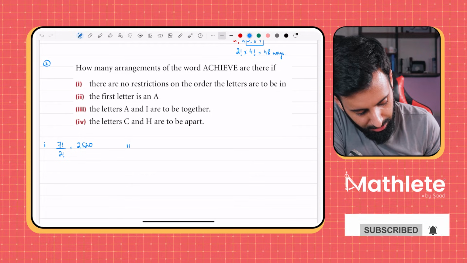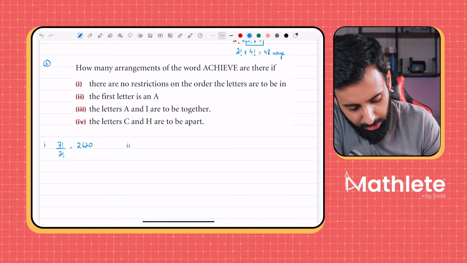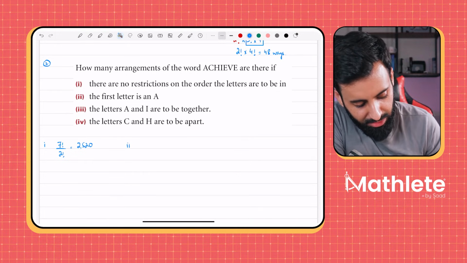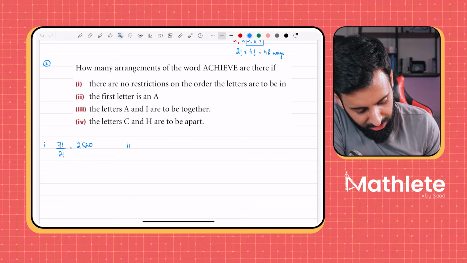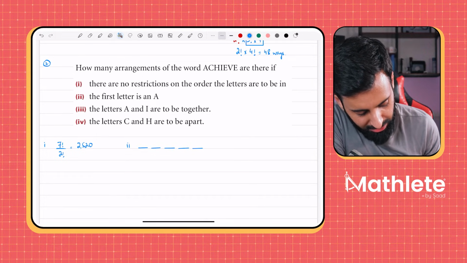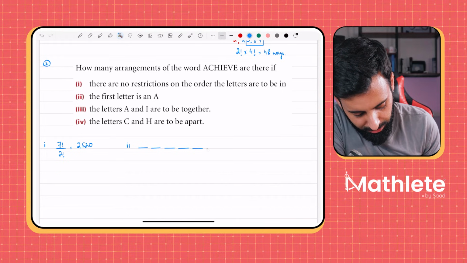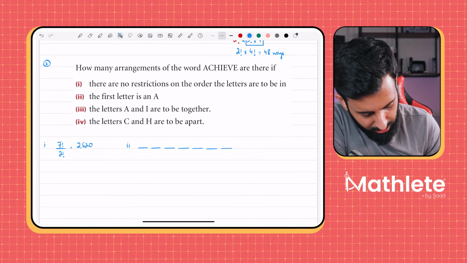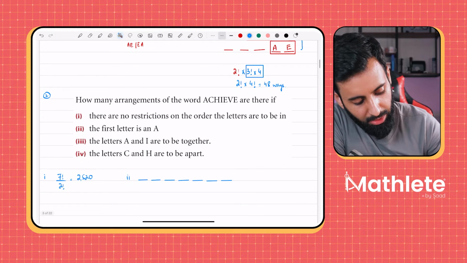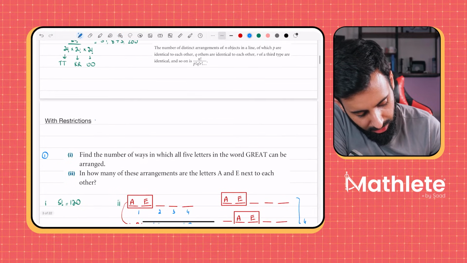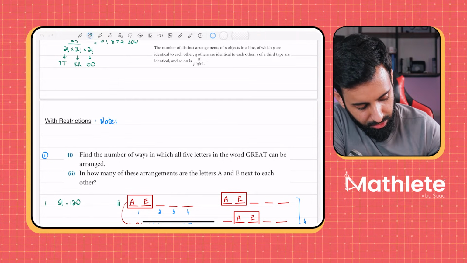Okay, now let's talk about part 2. In part 2, notice that the question says that the first letter is an A. So what the question here has done is it has fixed the position of one letter. So we make 7 blanks, 1, 2, 3, 4, 5, 6, 7. Yeah, that's it, 1, 2, 3, 4, 5, 6, 7, okay? Now an important note, which I should have written earlier, and that is note.